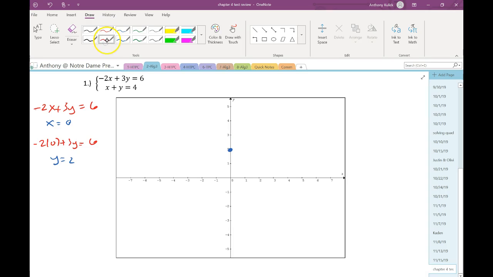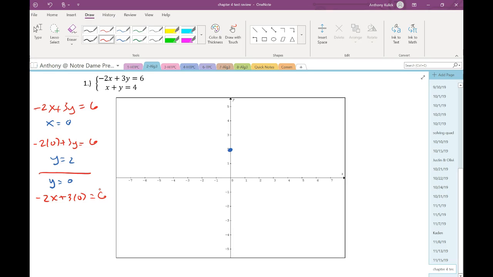I need another point. Am I limited to picking just x's? No, right? I could pick a value for y. Maybe I pick y to be 0 this time. Why am I using zeros as my choices? Just makes it easy, right? Like the arithmetic is easy. That's the only reason. Did I have to pick 0? No, you pick whatever you want. It's fine. 0 is usually a good choice, though.